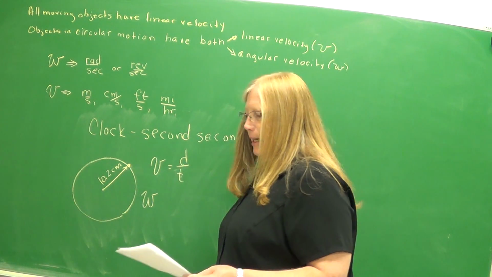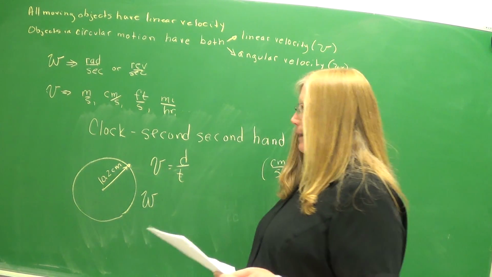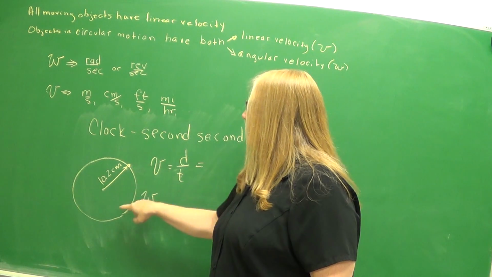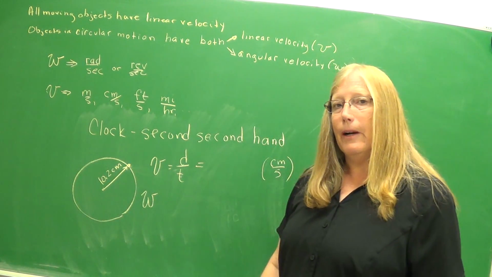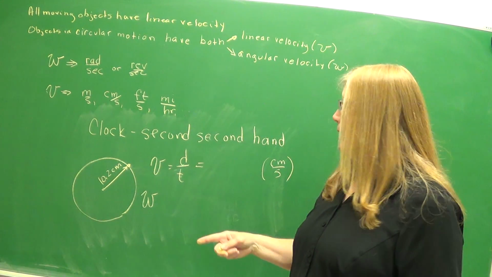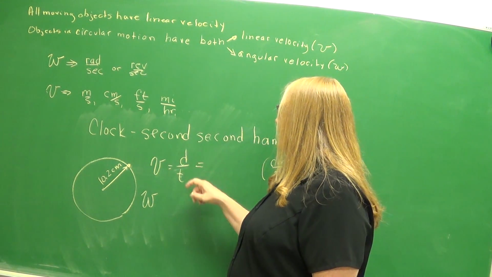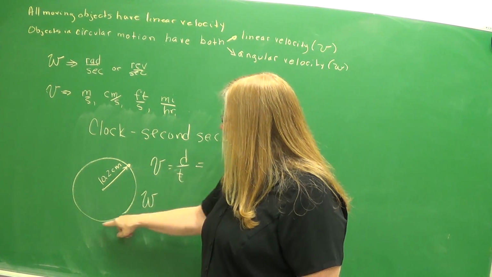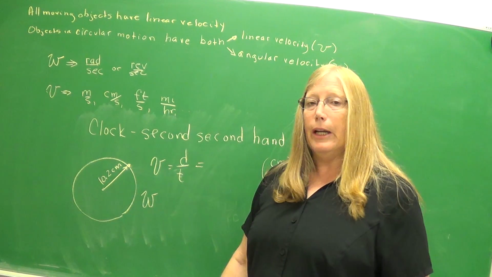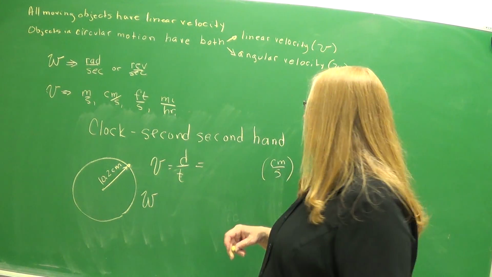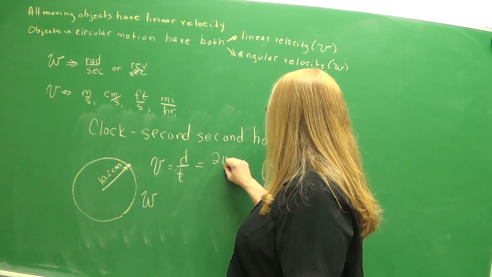And as we look at that, what is the distance that we are talking about in this part of the problem? 1 revolution. So how far is that? We're going to go along the circumference of the circle. I mentioned in part 1, circumference is 2 pi r.